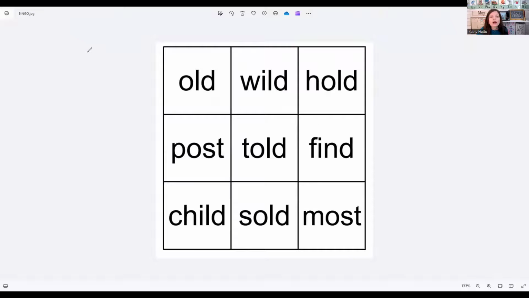All right, first let's read this word right here. O-L-D, old. Let's put an X right there. All right, now let's read this one in the middle. T-O-L-D, told. We're going to put an O right there. All right, let's go up to the top. Let's read this word. Old. What's that word? Hold. Good.